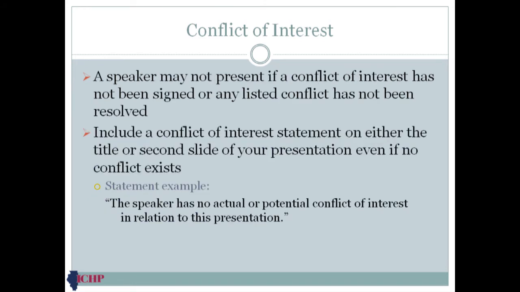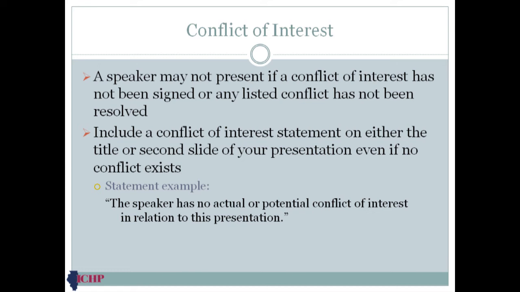A faculty member or activity planner may not participate in an educational activity if the conflict of interest declaration has not been completed and signed. The same is true if an identified conflict of interest has not been resolved by the planning committee or ICHP staff. An individual must disclose to learners any relevant financial relationships at the beginning of the educational activity.